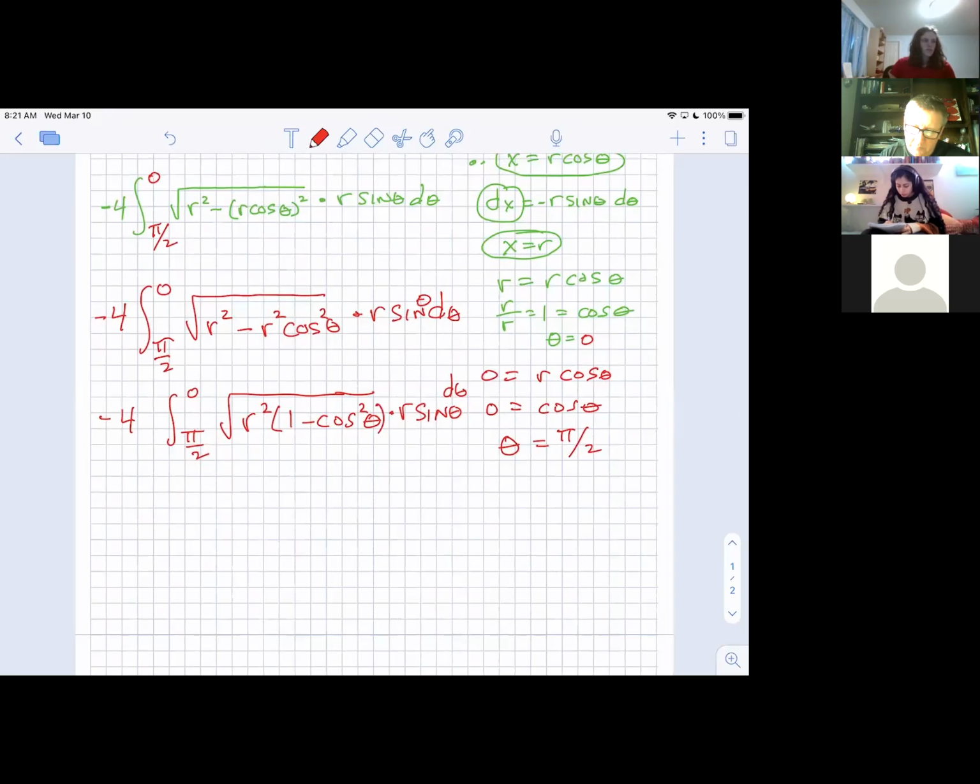And r is a constant, so I can take the square root of r squared. It pops out here as an r, which means I can just take it all the way out front. And then there was another one over here. There's another r over here, so there's actually 2 r's out front, so I'll just get those outside.